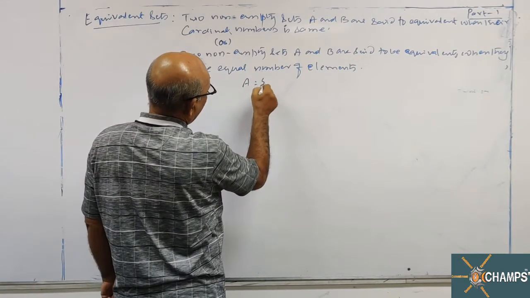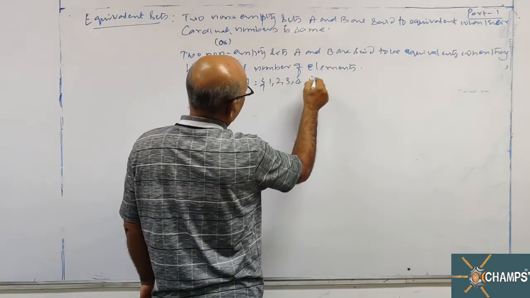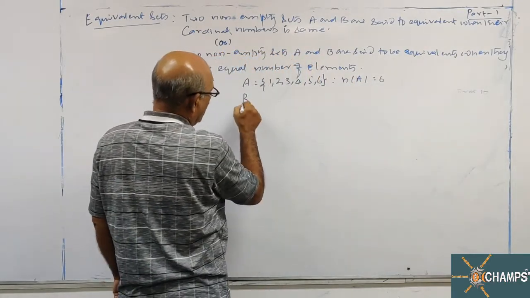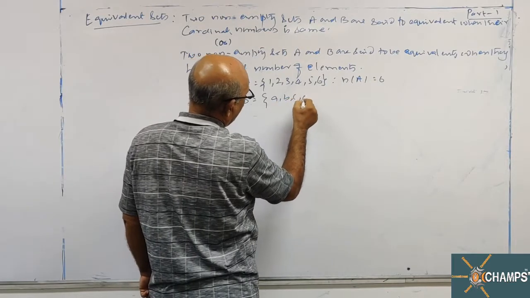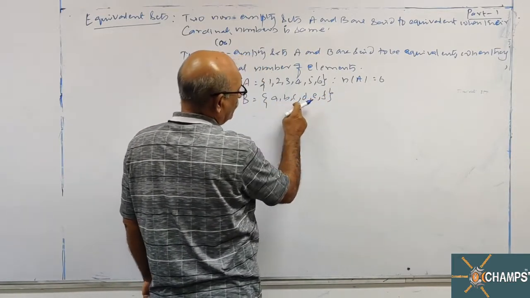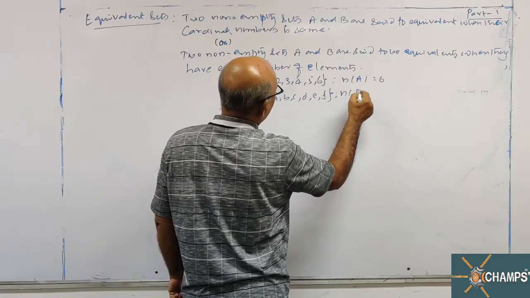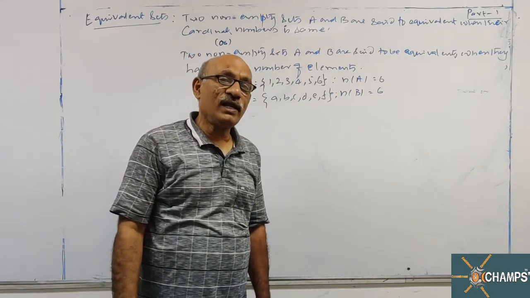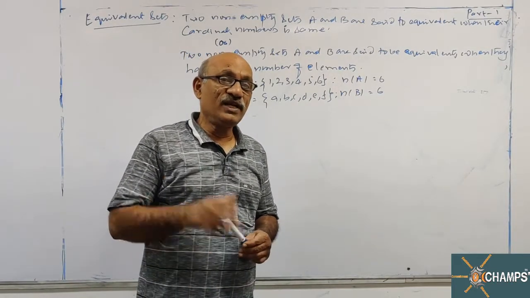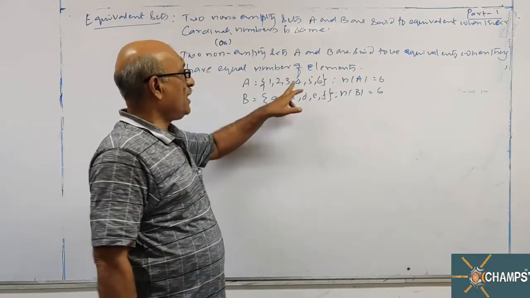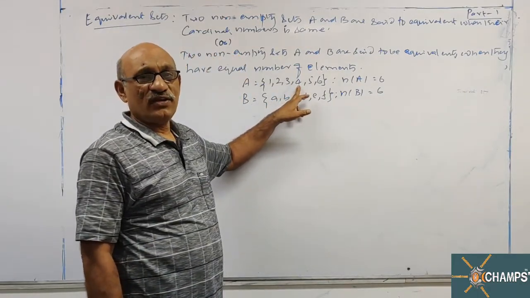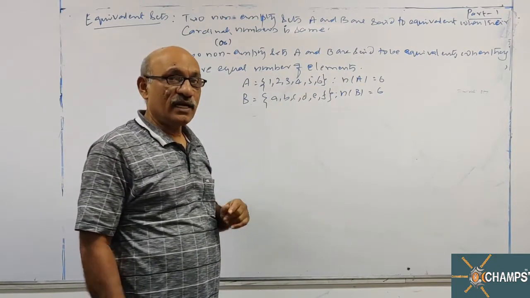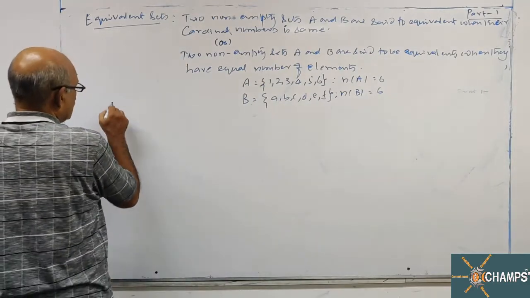For example, A is a set having elements 1, 2, 3, 4, 5, 6. So its cardinal number is 6. Now B = {A, B, C, D, E, F}. Here also the number of elements is the same. Set A and set B have equal number of elements. Elements need not be equal here. If the two sets have equal number of elements, then you can say they are equivalent.